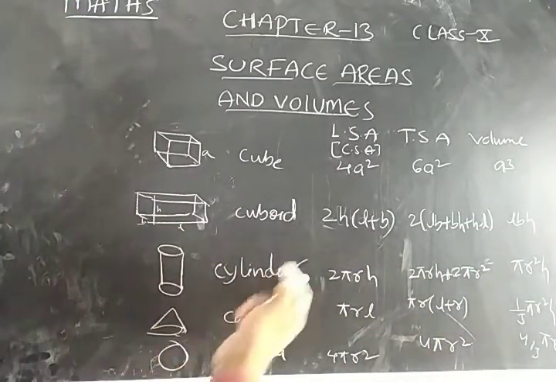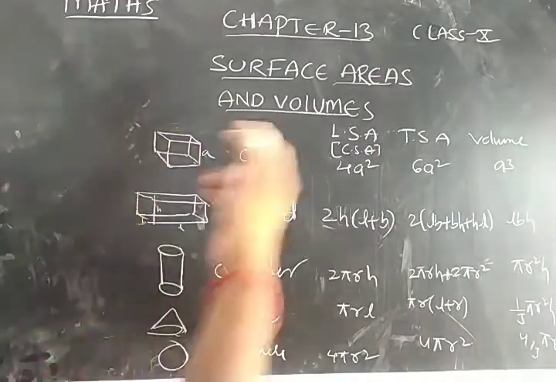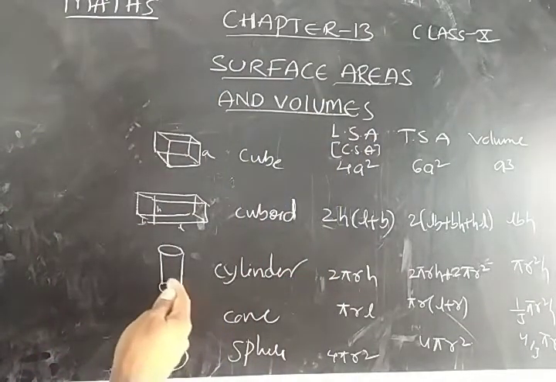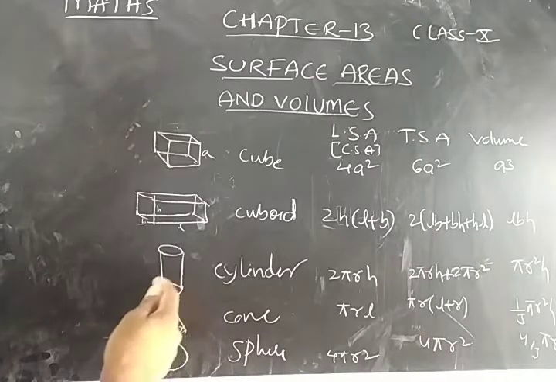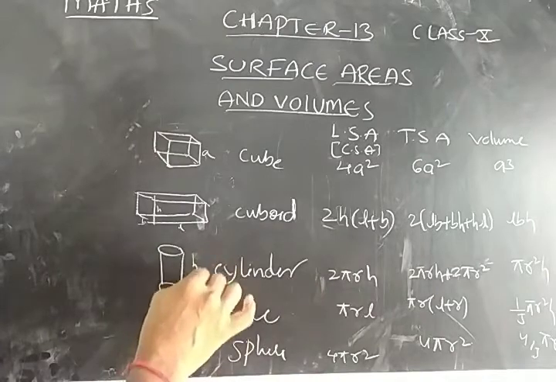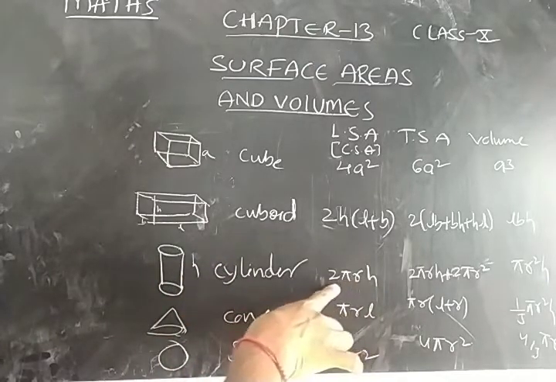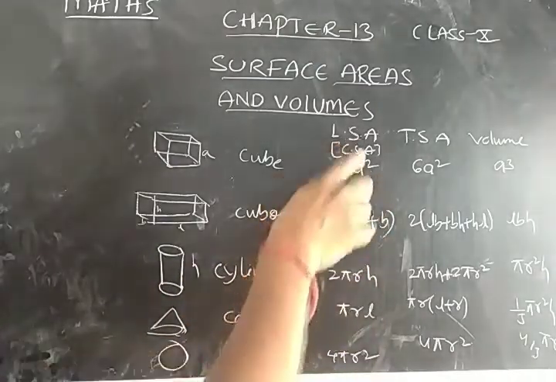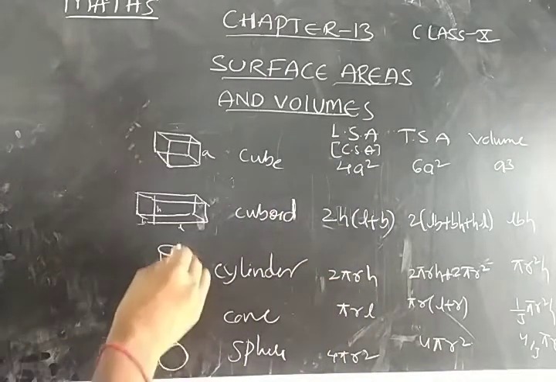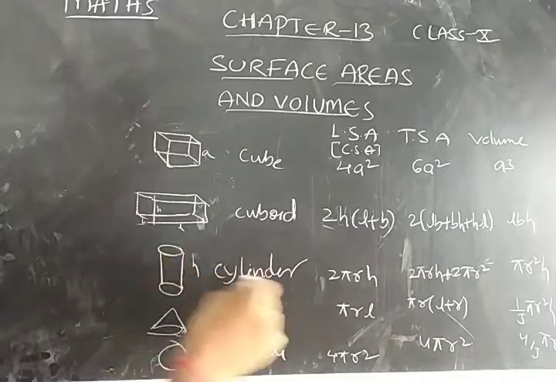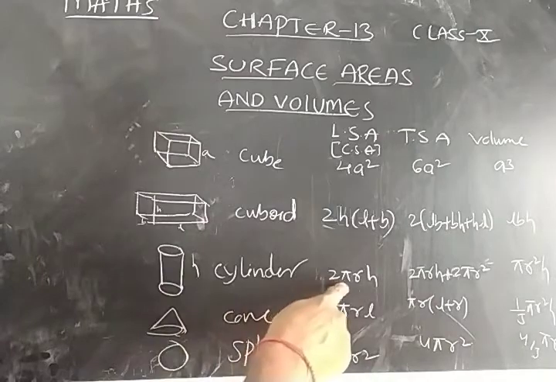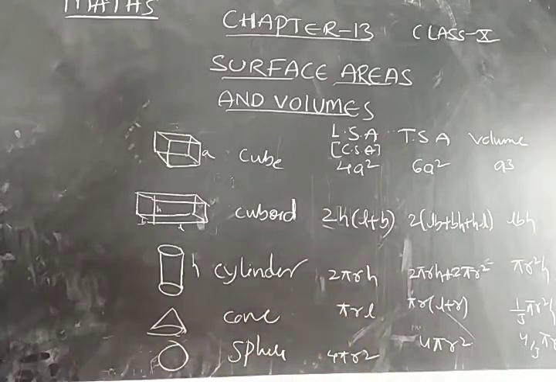Cylinder CSA. Cylinder LSA means base perimeter. Here the base is a circle, so the circumference. Circle circumference is 2 pi r, and the height of the cylinder is h. So to remember the LSA formula, you should know the base perimeter into height, you will get the LSA. So what is the base here? Circle. So circumference 2 pi r into height h.